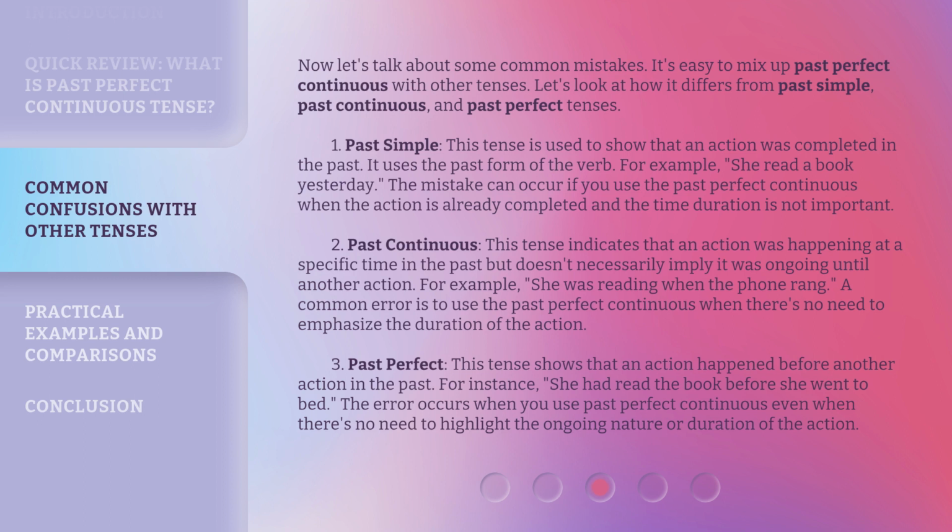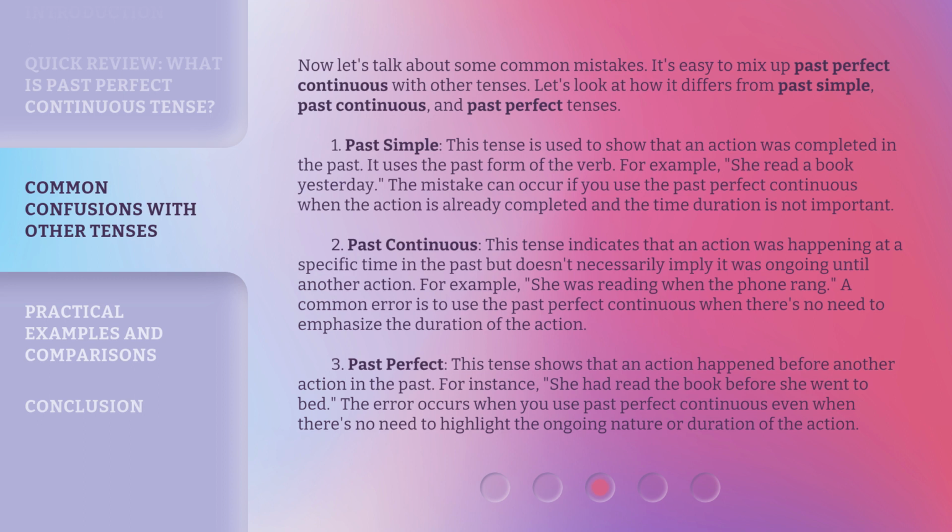2. Past continuous. This tense indicates that an action was happening at a specific time in the past but doesn't necessarily imply it was ongoing until another action. For example, she was reading when the phone rang. A common error is to use the past perfect continuous when there's no need to emphasize the duration of the action.